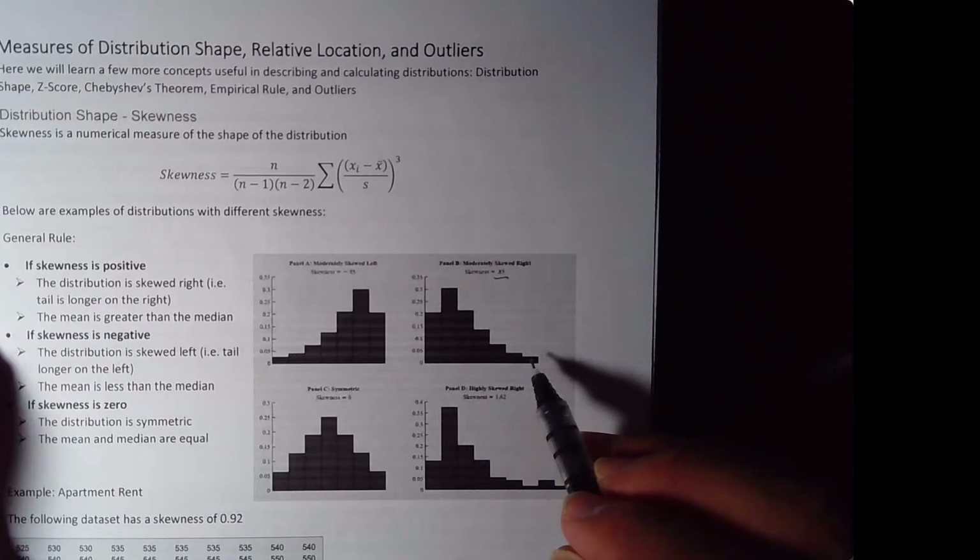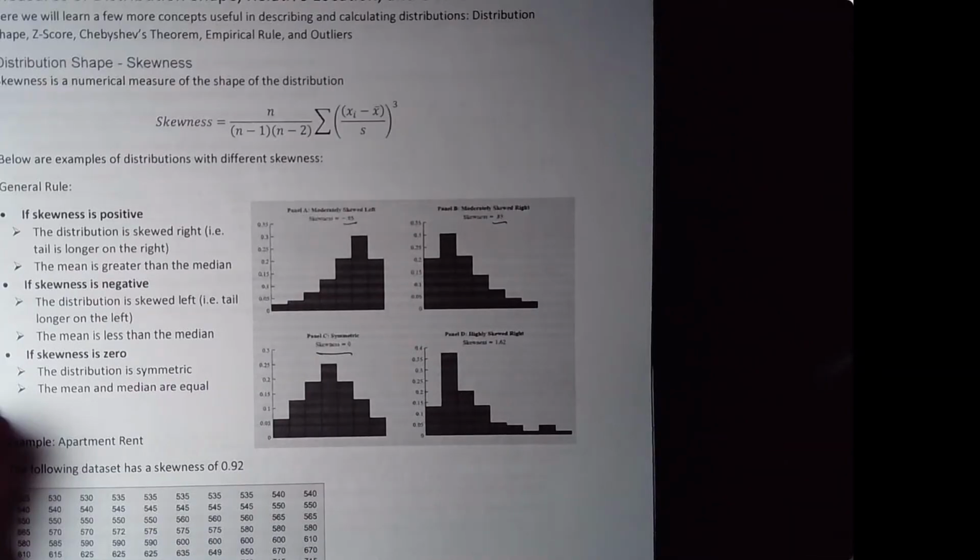If it's negative, then it's skewed left. You can see here the tail is longer on the left. If skewness is 0, then it's symmetric. So now we have a numerical measure that tells us the shape of the distribution. And you can see here highly skewed. Here's the highly skewed right, and now the skewness is 1.62.